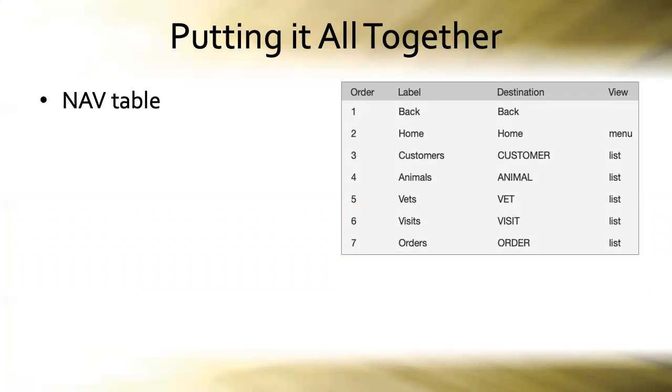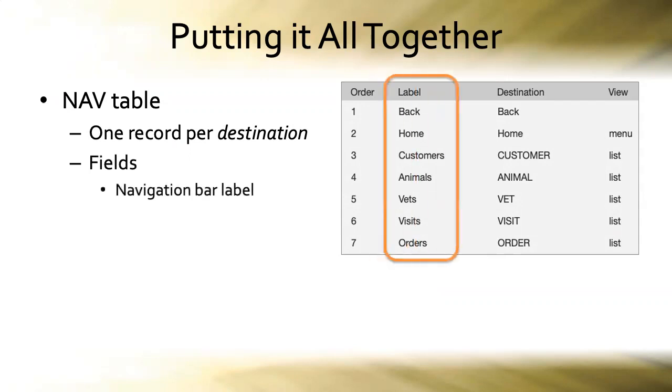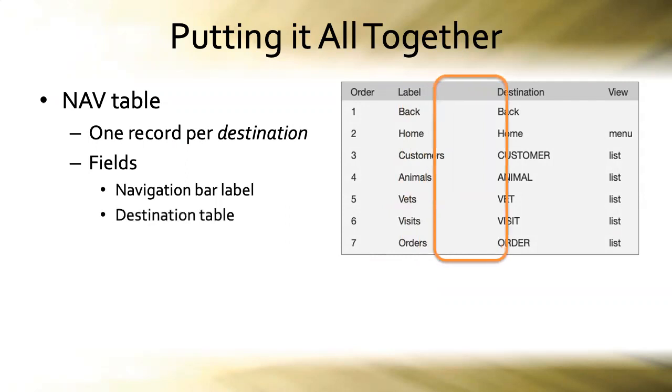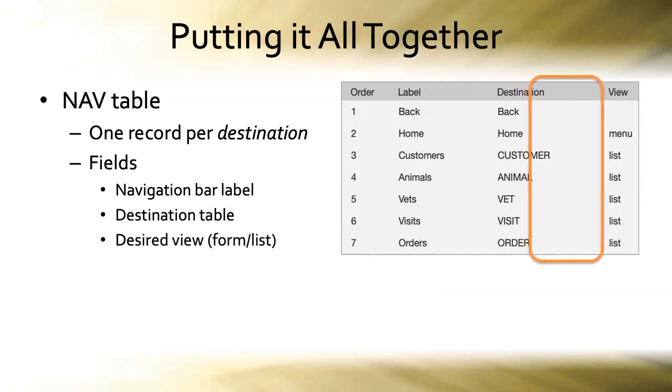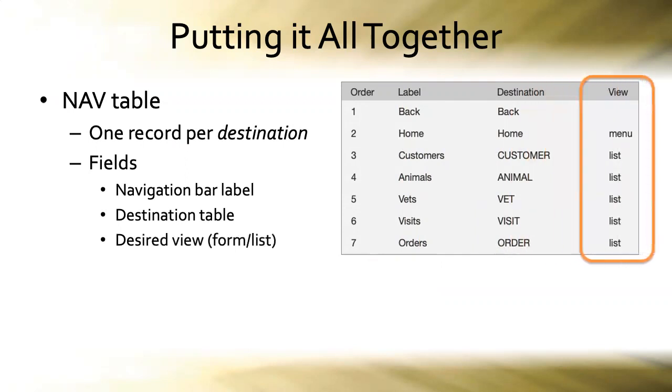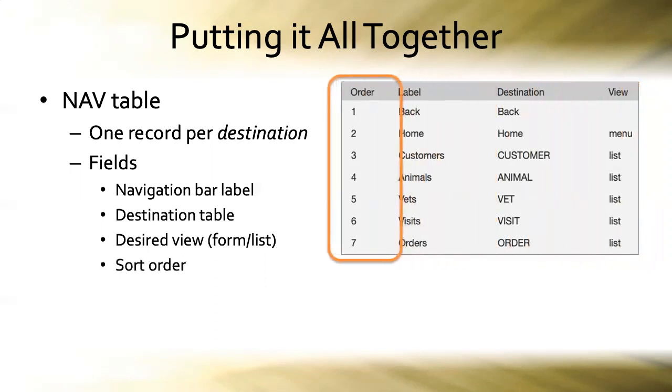The first thing we did was we built a table called nav, where we entered one record per destination or layout that we want included on the navigation bar. In that table, we created fields for the label that we want to appear on the nav bar, the table that the user should be taken to if they click that button, the view of that table of records that we want to present, usually either form view or list view, and lastly, a sort order field that we can use to control the order these records appear in on the nav bar.